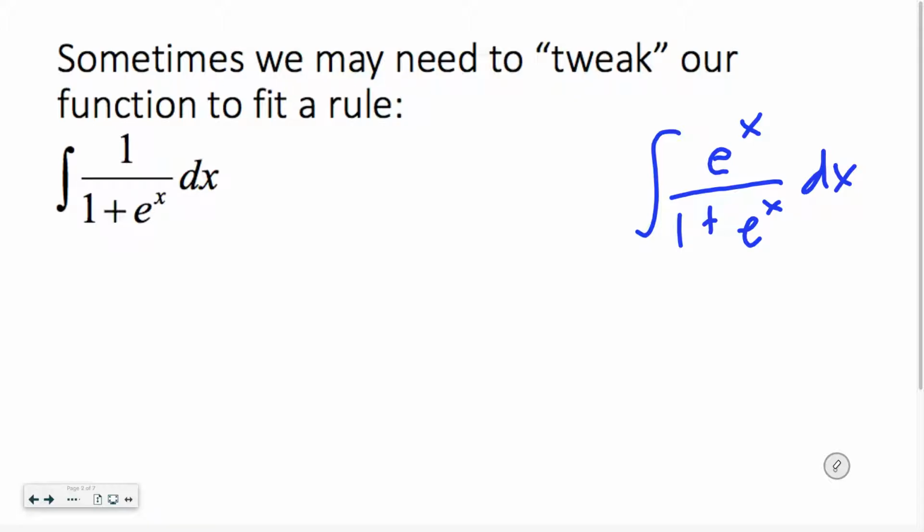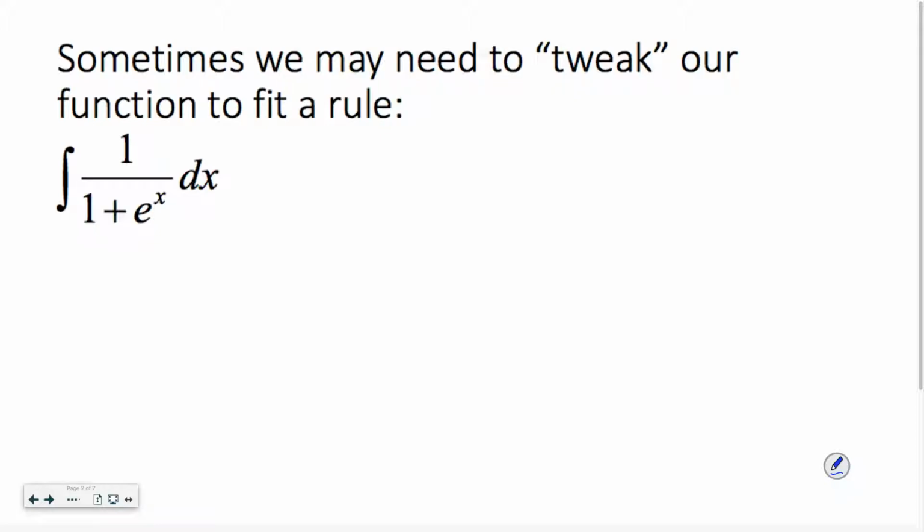Not always. Because here we could use our denominator, right? 1 plus e to the x would be our u. So our du would be e to the x dx. Okay? So it's not always, but that's what you've seen most often, right? Okay. So it'd be really cool to have e to the x in the numerator is what you're telling me.